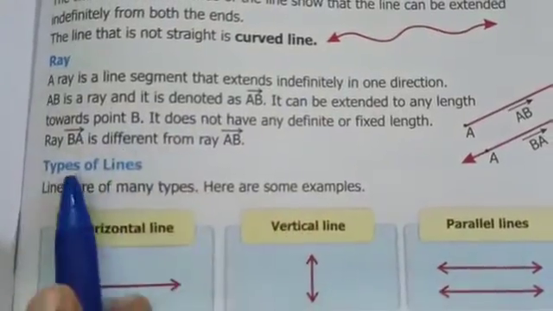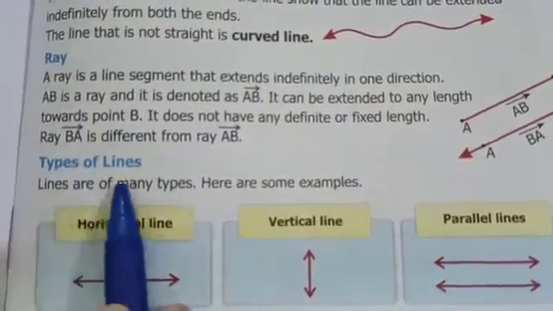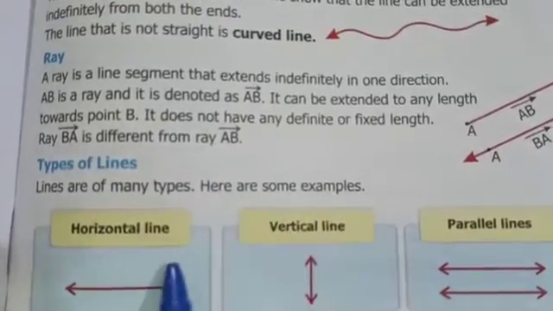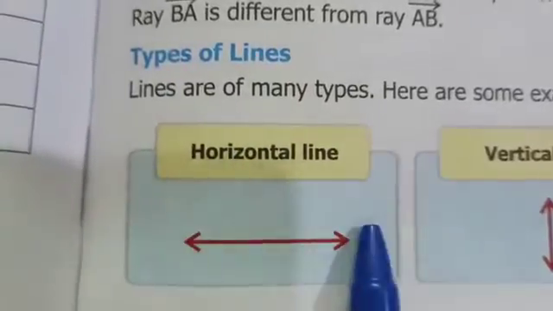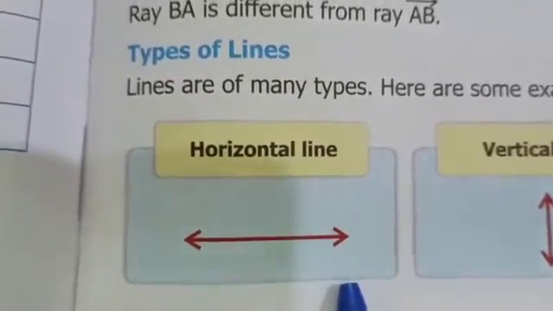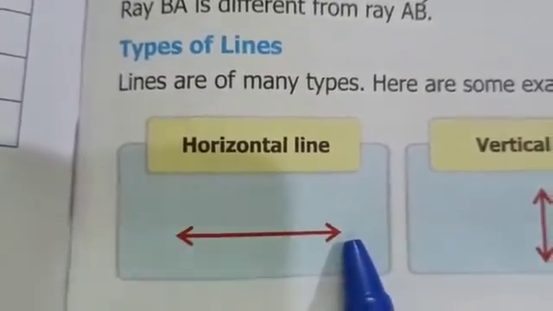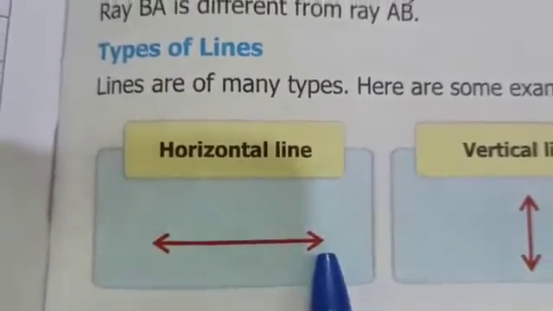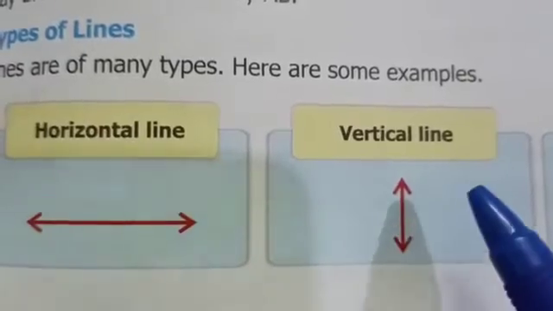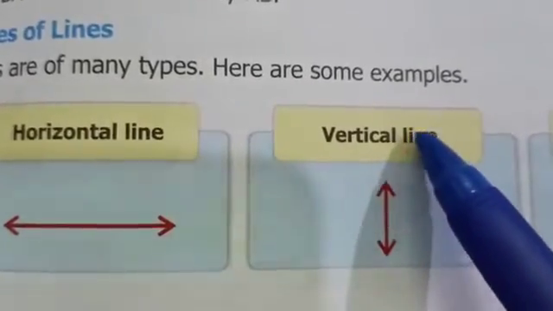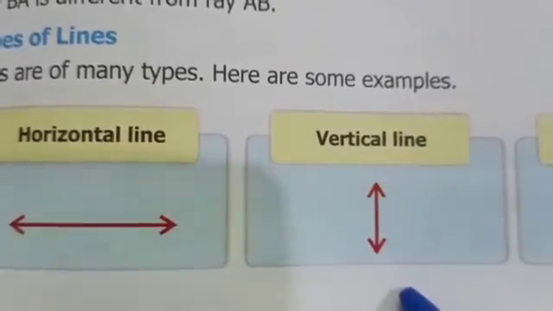Now beta, different types of lines are given here. Lines are of many types. Here are some examples. First one is the horizontal line. The horizontal line is a straight line in the plane that runs from left to right. And the vertical line, again it's a straight line, goes from top to bottom.